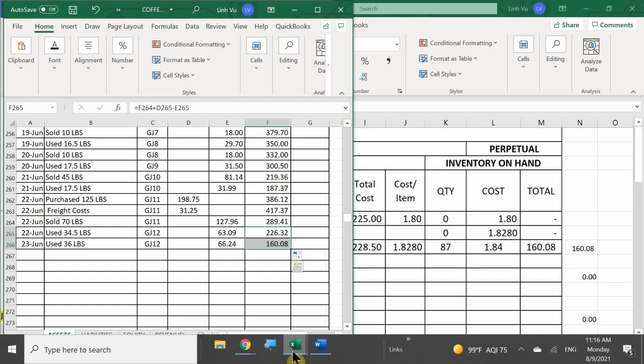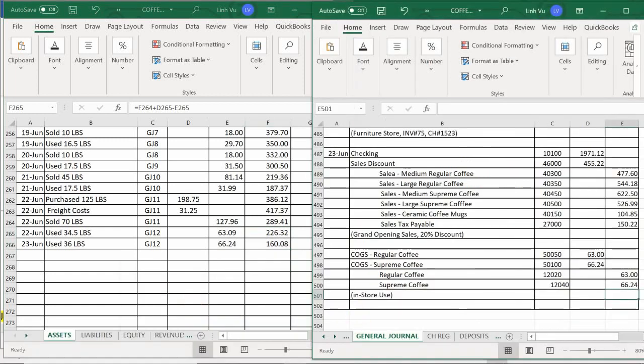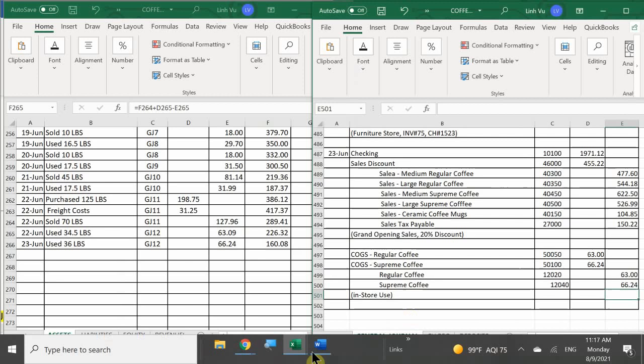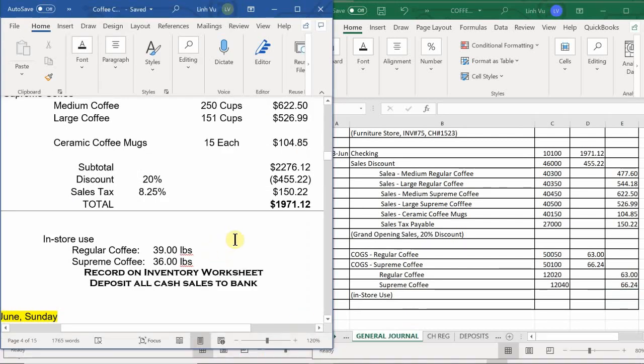160.08. And that is it for that transaction. Okay. We updated our inventory, we updated our ledger, we updated our journal, right? We deposited the money in the bank. So that is it. Okay.